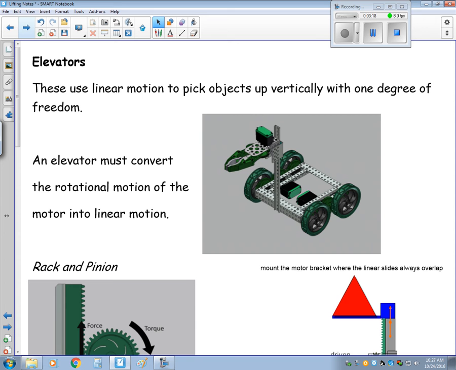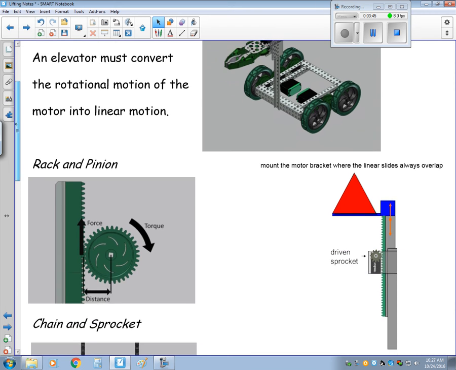Now, first off, for our lifting, we need to talk about elevators and how we can use these. So an elevator uses a linear motion to pick up an object vertically with 1 degree of freedom. So an elevator picks things up and down. The elevator must convert the rotational motion of the motor into a linear motion of the platform. And there are different ways of doing this.